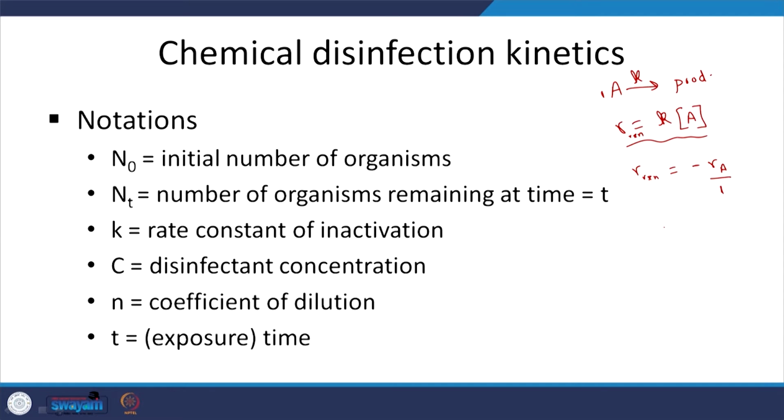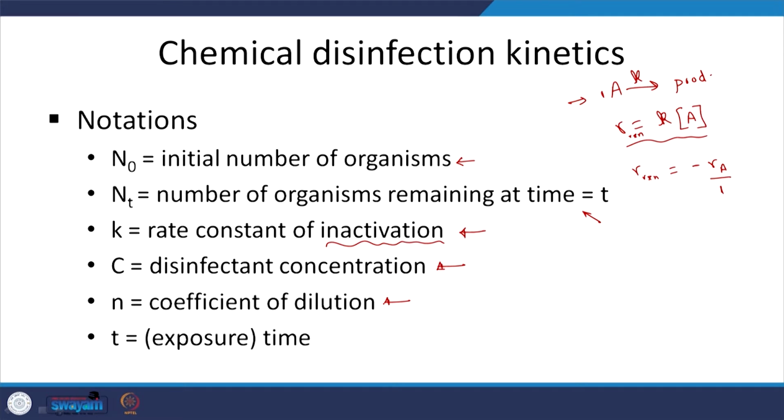So here, similarly, in the context of disinfection kinetics, we use a similar principle. What are some of the notations that we are going to come across? Let's look at that. N naught, the initial number of organisms, initial number of pathogenic or indicator organisms that you are trying to measure that are coming into the system, right? N, the number of organisms remaining at time t. k, the rate constant of inactivation, maybe that's a better word rather than kill. C, the disinfectant concentration that you are trying to put in or maintain. Typically, you will maintain a constant disinfectant concentration.